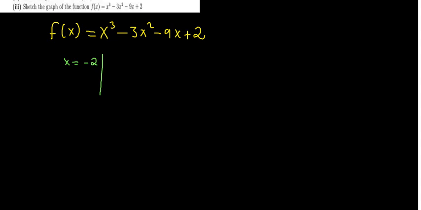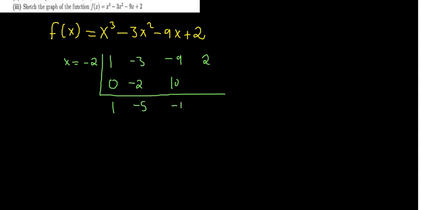This is a factor. Using synthetic division, I'm going to find other factors. I'll get the coefficient of x power 3, which is 1, coefficient of x power 2, which is negative 3, coefficient of x, which is negative 9, and then the constant 2. Alright, 0 here. 1 plus 0 is 1. 1 times negative 2, that's negative 2. Negative 3 plus negative 2, negative 5. Negative 5 times negative 2, say 10. Negative 9 plus 10, negative 1. Negative 1 times negative 2, positive. That's a positive 2.